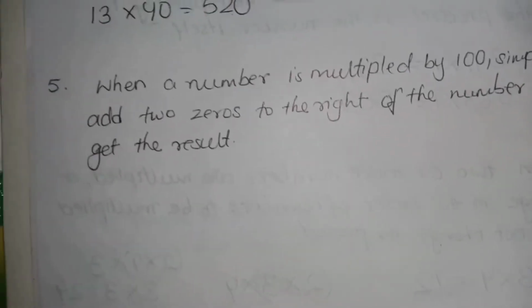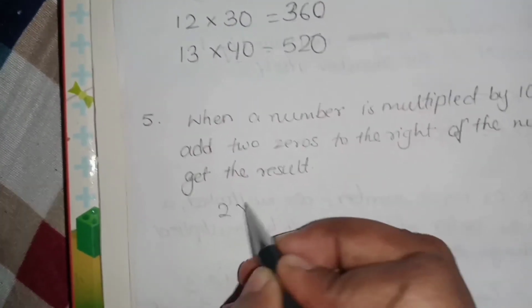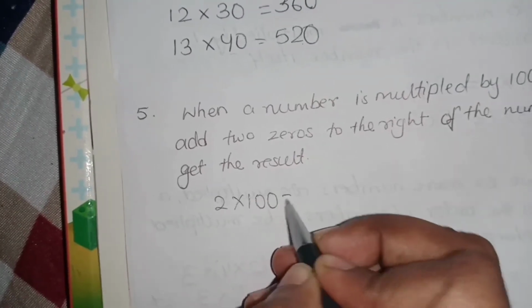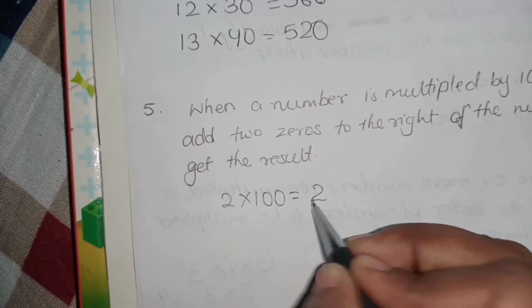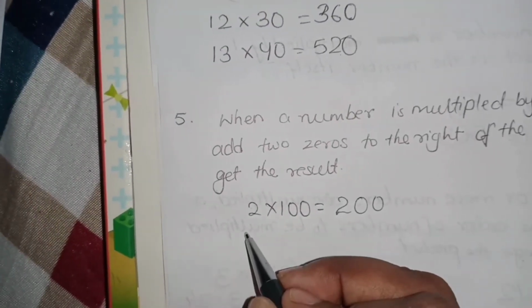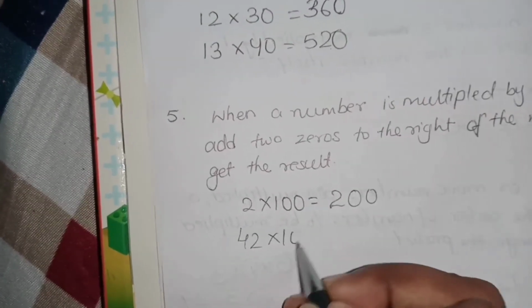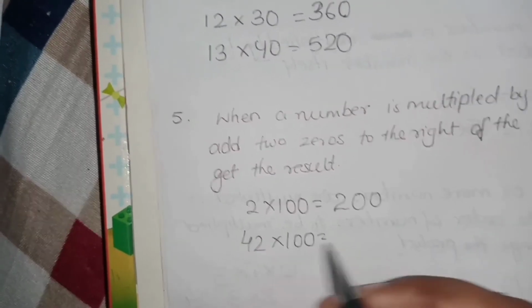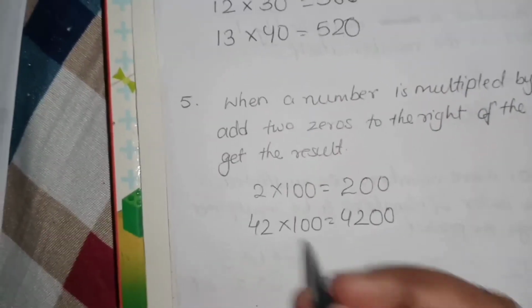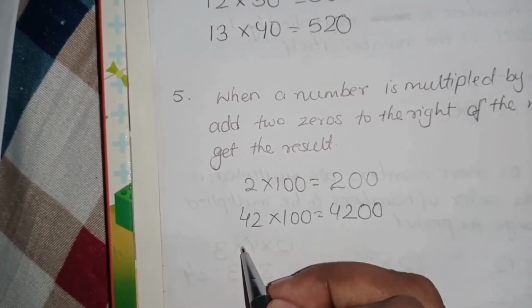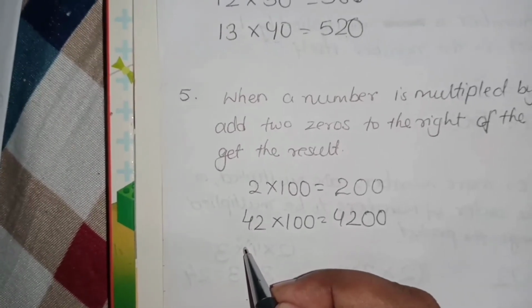Okay, so here also, when a number is multiplied by 100, like 2 into 100, what do we have to do? We simply add two zeros. So 2 ones are 2, and we add two zeros. Okay, 42 into 100, that means 42 ones are 42, and add these two zeros. Okay, if it is multiplying by 200, 300, 400, no problem.